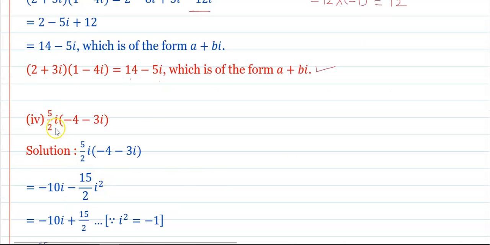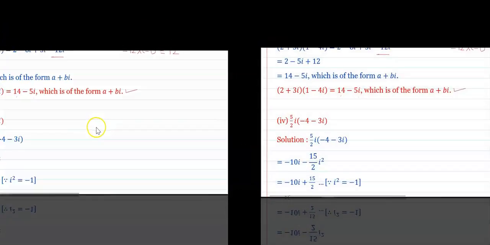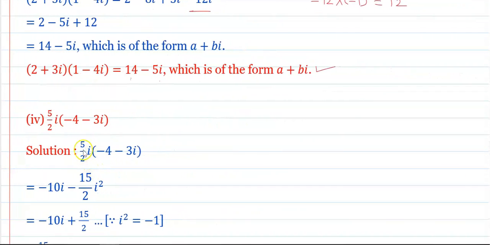Fourth, (5/2)i into (-4 - 3i). Now we will form this product. Multiply -4 by 5/2 i. Then what will you get? 5/2 i into -4, overall you will get -10i. Then again, you will get -5/2 i into 3i.